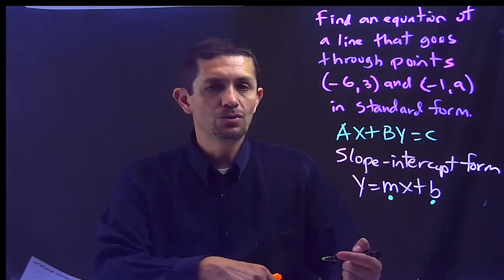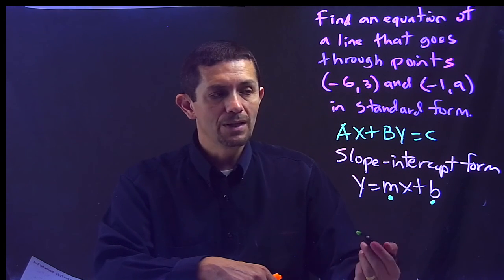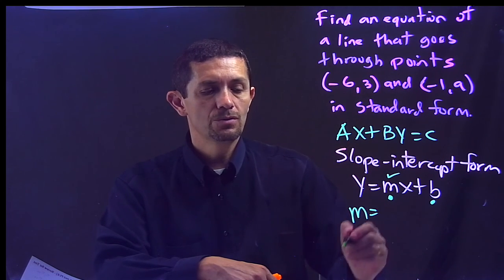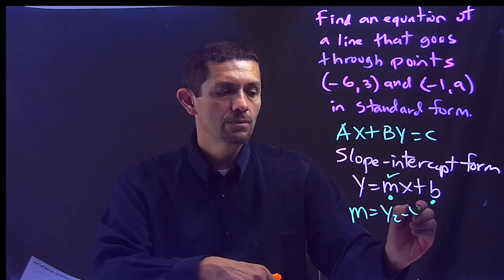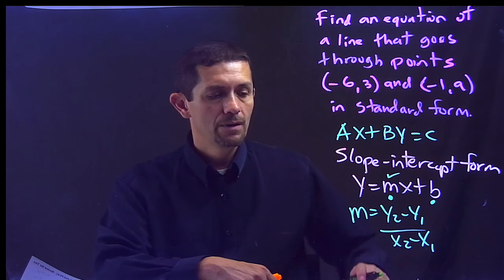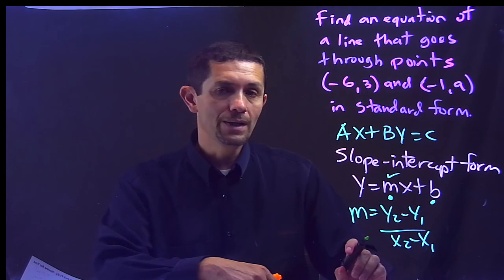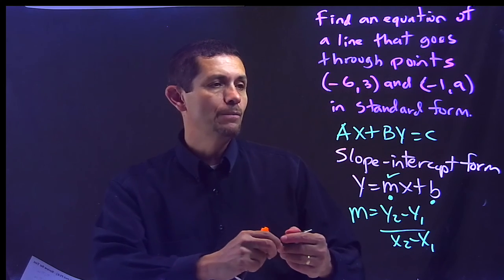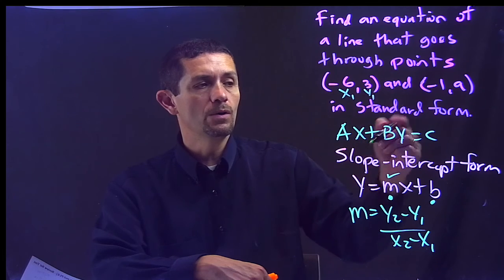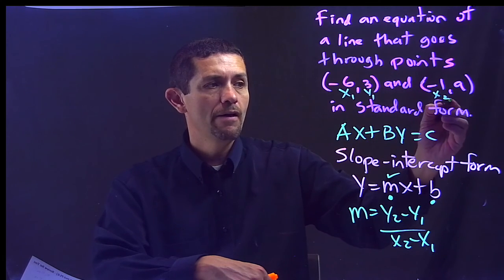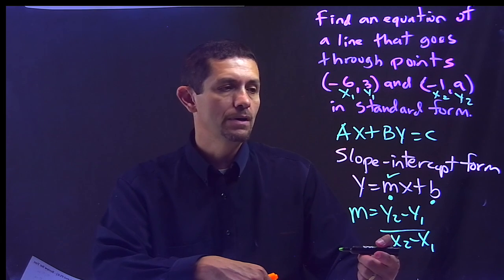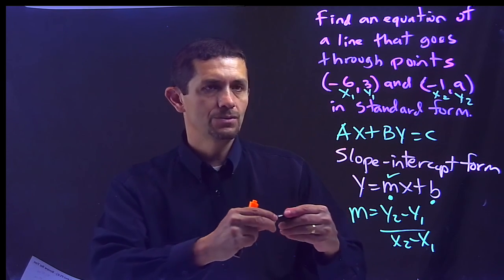In our case, they only gave me 2 points. Because they give me 2 points, I need to start by finding the slope. So I'm going to use the slope formula: y2 minus y1 over x2 minus x1. Once I have my slope, then I can find my y-intercept. So let's find the slope. I'm given 2 points. I'm going to label the first one x1, y1. The other one will be your second point, x2, y2. And I'm going to plug it in there.